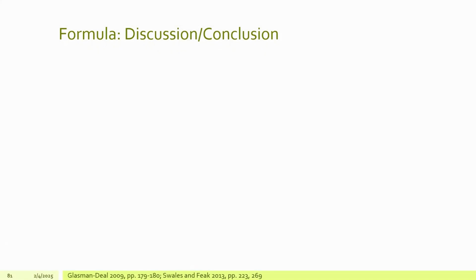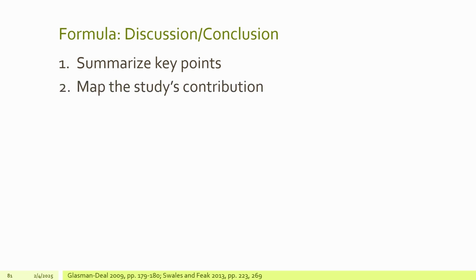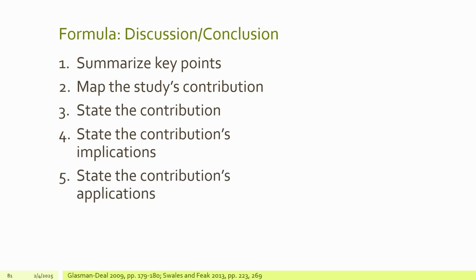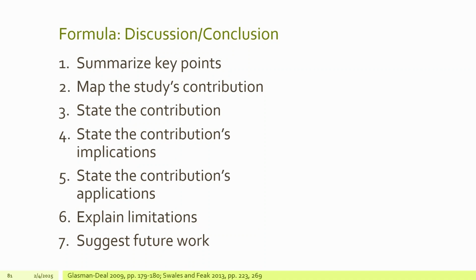I'll start by giving you an adaptation of Glassman-Deal's formula for the discussion conclusion section. The two are often found together under the single heading of discussion or conclusion or something similar. So first, summarize key points. Next, map the study's contribution. State the contribution clearly. State the contribution's implications. State the contribution's applications. Explain limitations, and suggest future work.